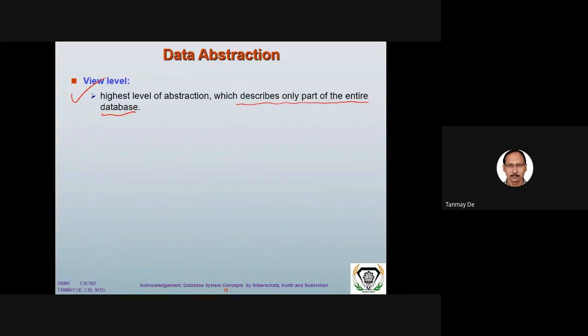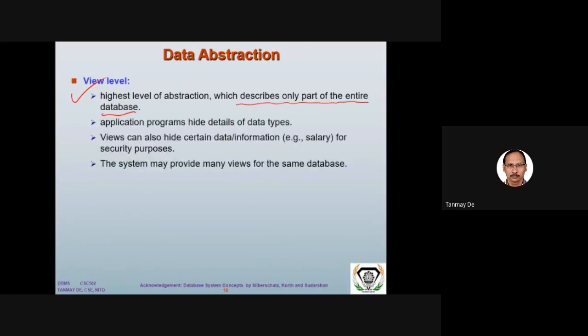But in the view level, users can see only part of the database, not the whole database at all. Application programs hide certain details of the data type here. That means users at the view level do not know what type of data is used, how it is stored, what data is stored, how the relationships exist, and so on.